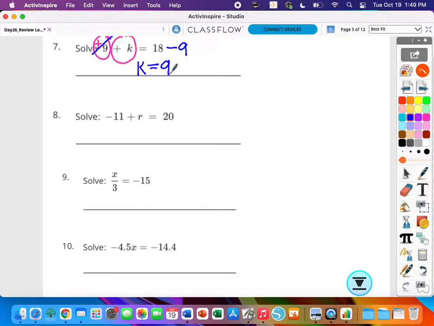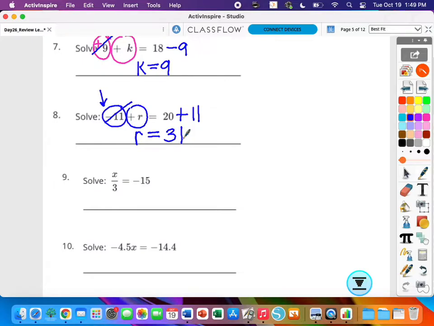On number 8, we have negative 11 plus r. Now, once again, we are not looking at the sign in front of the variable. We're happy that's positive, but that is not telling us what to do in the problem to solve it. We're looking at the sign in front of that constant. Right now, that says minus 11. So we will add 11 to solve this. R is going to equal 31.